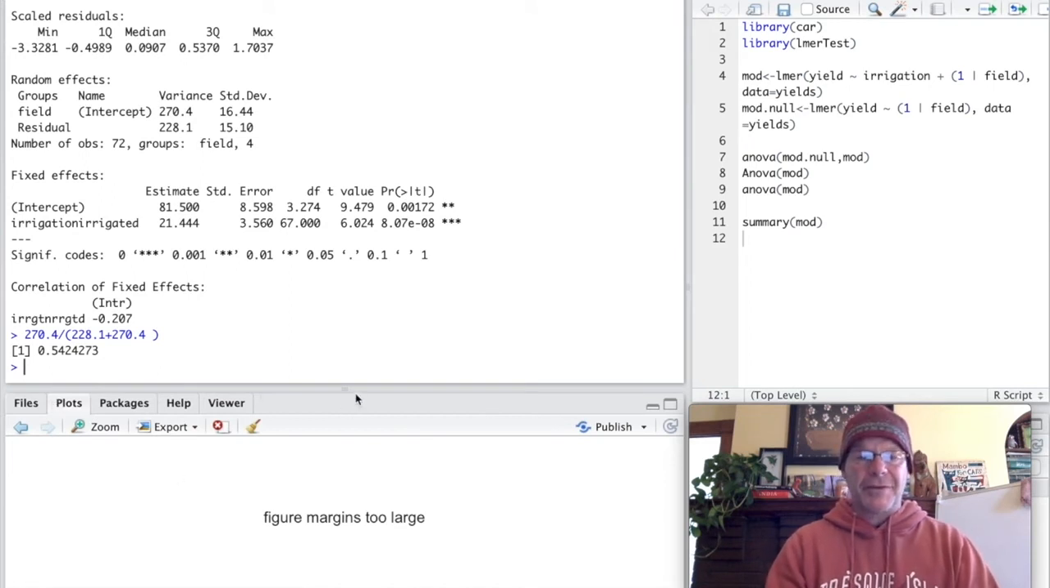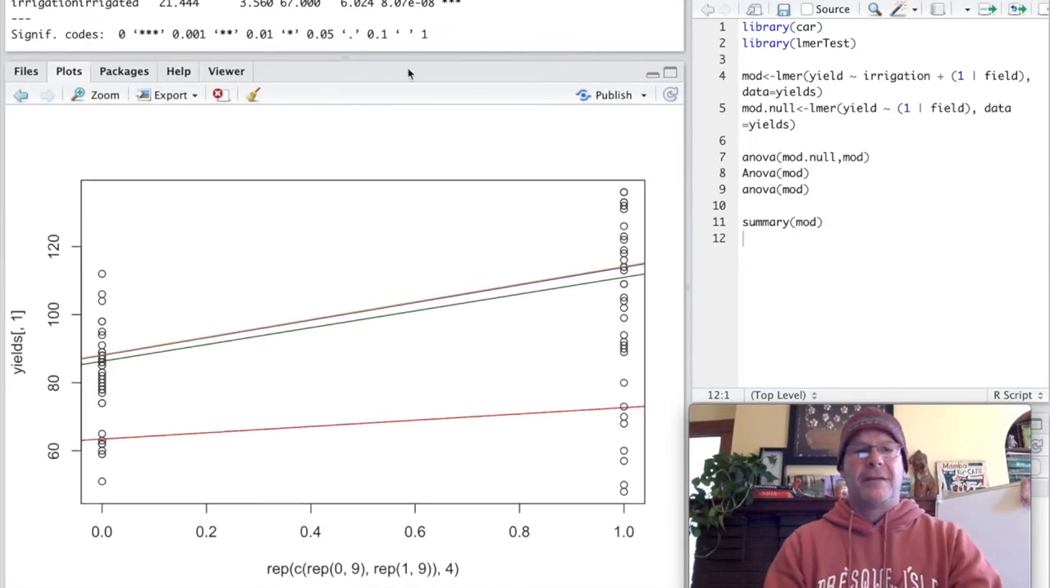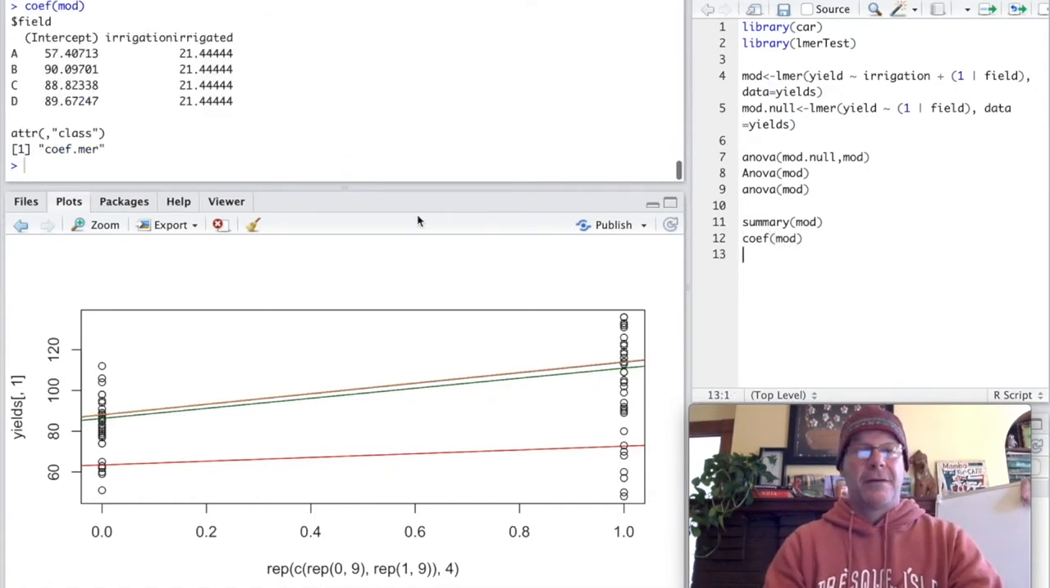And just as a picture of what we're doing, we can look at the coefficients from that model first. Let's go ahead and do that. Coefficients of the model. Okay, so these are the different intercepts that each of the fields had. Each field is receiving its own intercept. Notice that they all have the same slope, so they all have the same effect of being irrigated. It's just starting at a different baseline.